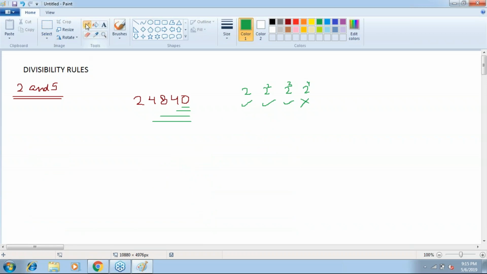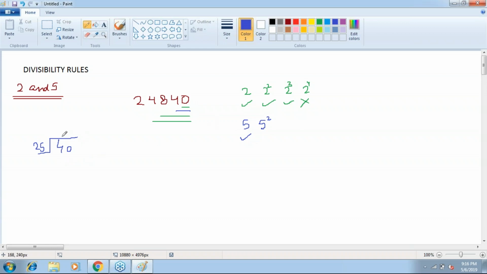Fine. Why did I write the divisibility tests of 2 and 5? Because the divisibility rules of 5 also go exactly like this. So when you have to check by 5, you'll see only the last digit. If the last digit is 0 or 5, the number is divisible by 5. Okay. When it comes to 25, that is 5 square, you check only the last two digits. If the last two digits, that is 40, if 40 is divisible by 25, then the entire number is divisible by 25.